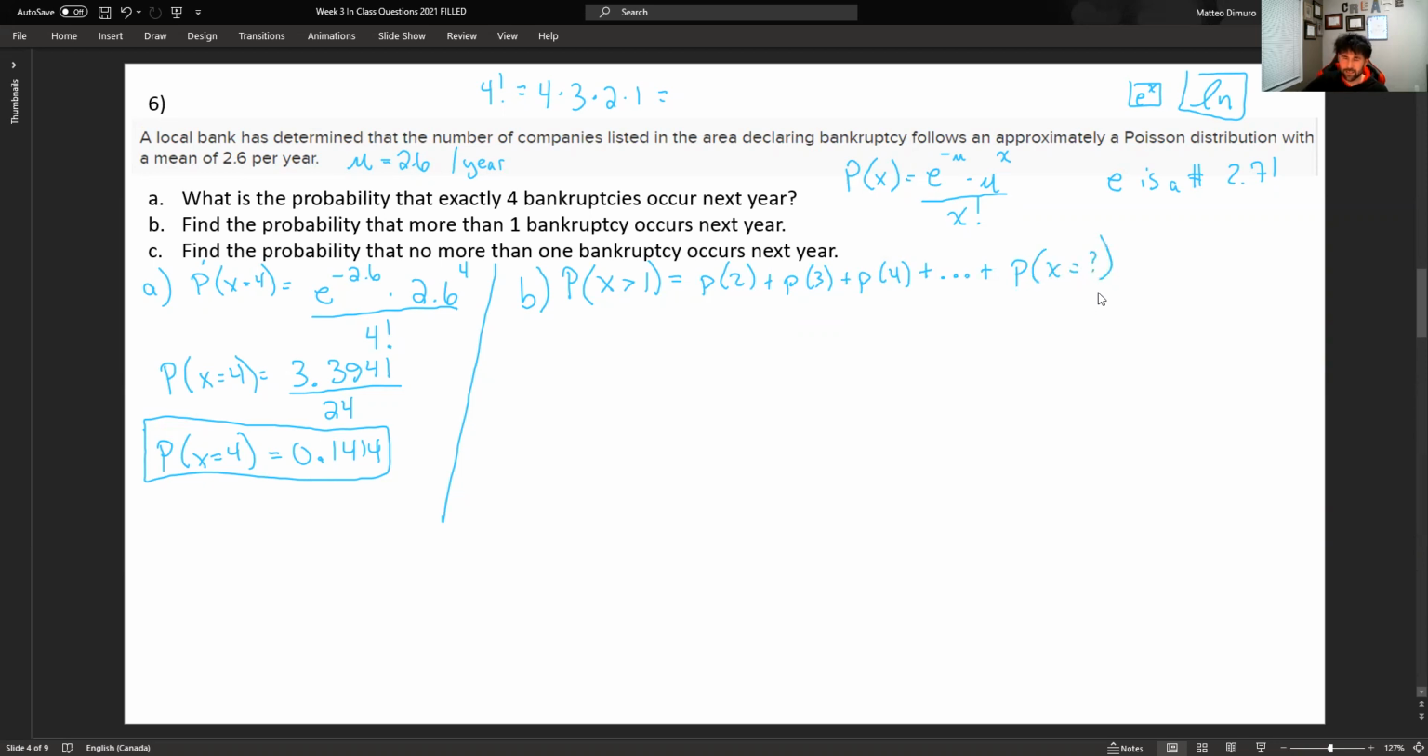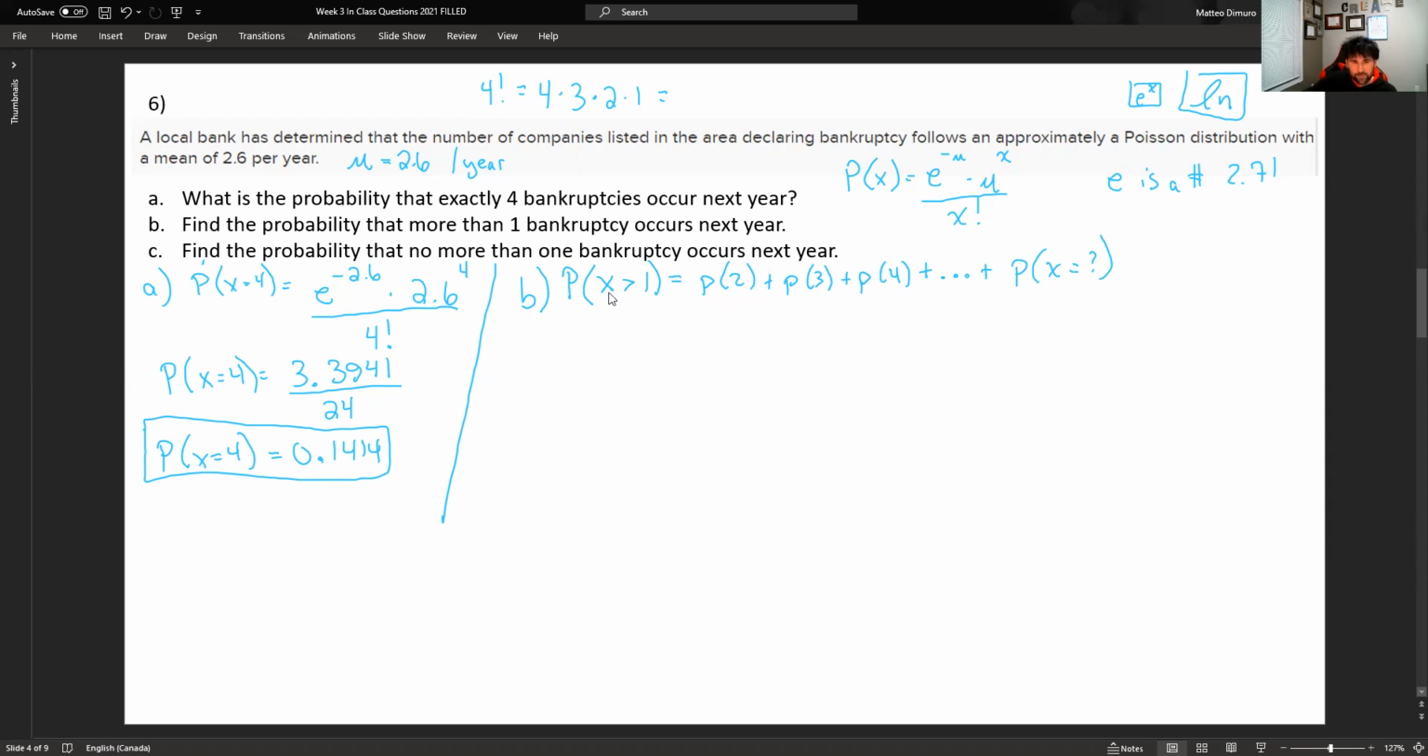Like how high does X go? And the answer is, well, it could be 100, right? Could be 1,000. So how are you going to calculate that? There's no easy way to do it unless you're using a computer or something, unless you use the complement rule.